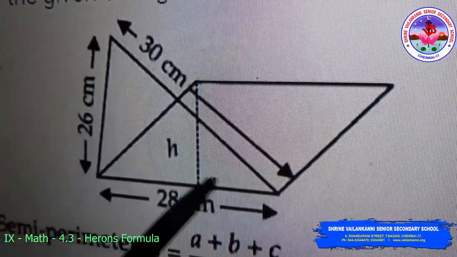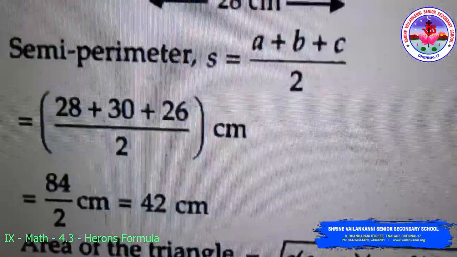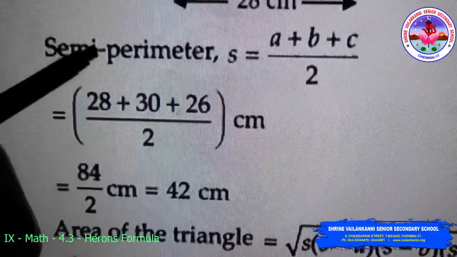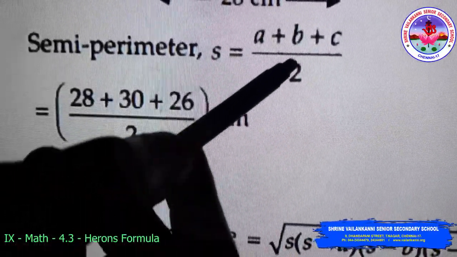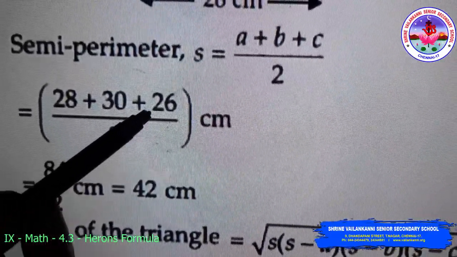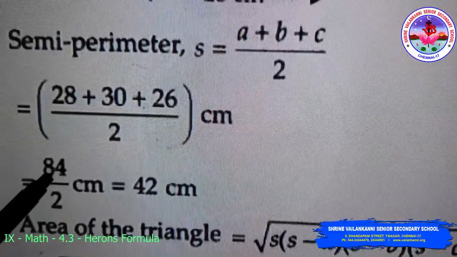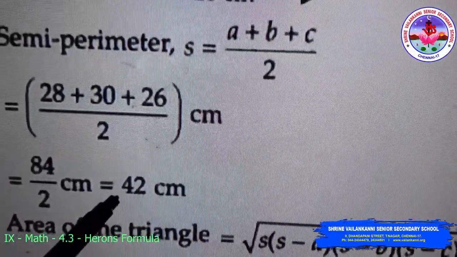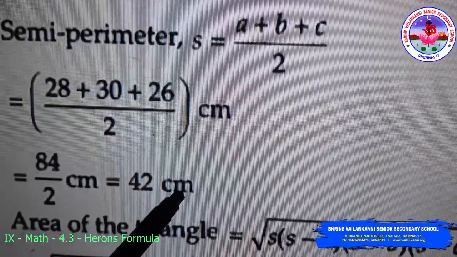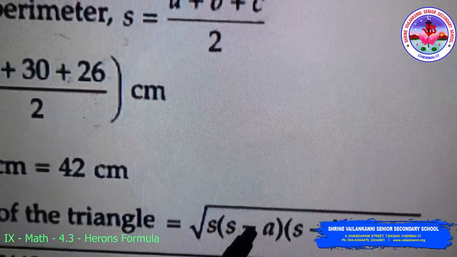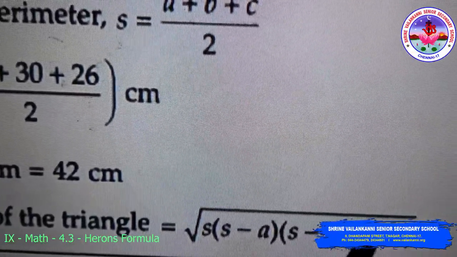So, first we will find out the area of the triangle, then we will go for the area of the parallelogram. Now, we want to find the area of the triangle using Heron's formula. So, first the semi-perimeter, which is equal to the sum of the 3 sides divided by 2, which is equal to 28 plus 30 plus 26 divided by 2, which is equal to 84 by 2, which is equal to 42 centimeter. So where the semi-perimeter is 42 centimeter, the area of the triangle is equal to Heron's formula, square root of S into S minus A into S minus B into S minus C.